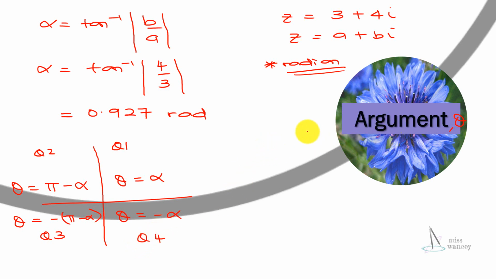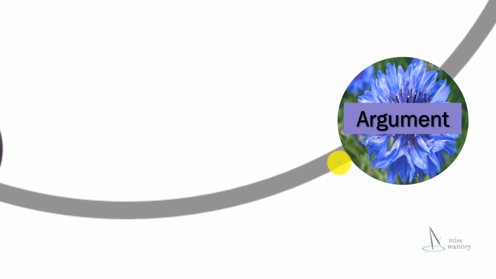Now my z is actually in the first quadrant, so I know for sure what my argument is. The argument of z, theta, is equal to alpha because we are in the first quadrant. So this is 0.927 radian. Now we're going to take everything that we know so far to write it down in polar form.